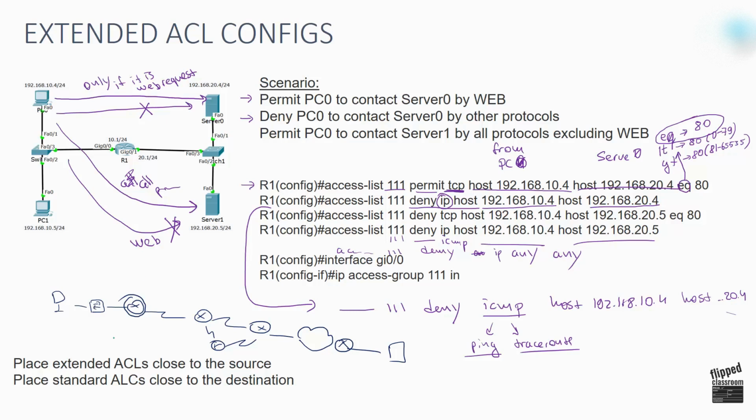And place standard access lists close to the destination. For example, if this is our destination and this is our source, it will be better to place our standard ACL here, because the standard ACL asks only where you are coming from, so only the last router will make the decision: are you able to pass or not? It asks where you come from, you say this number, and it says okay or not. Take this information into account, guys.